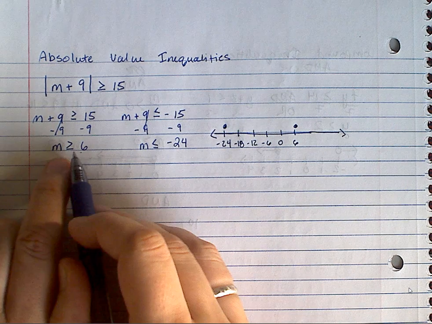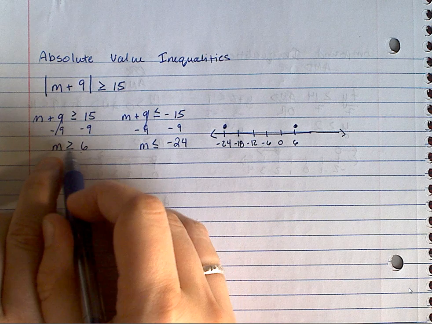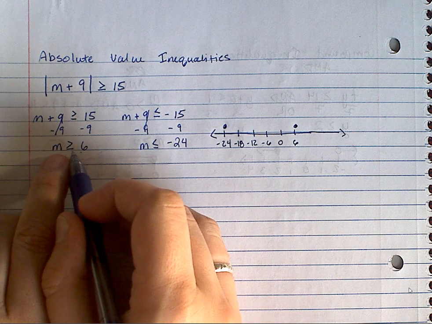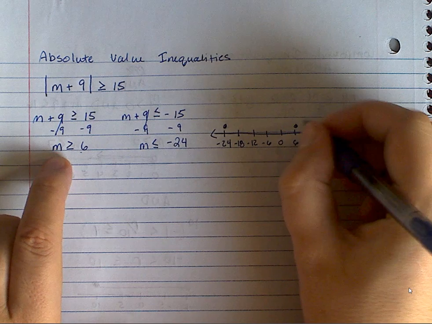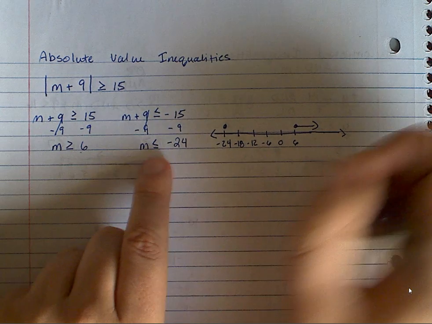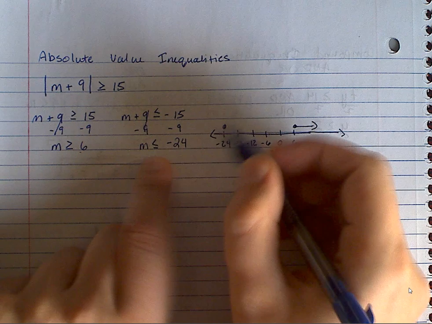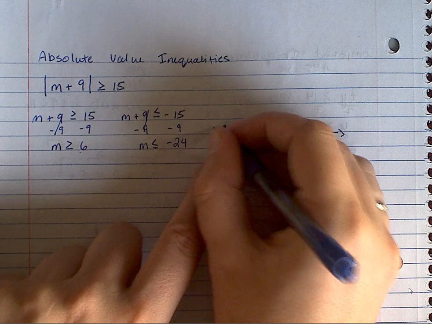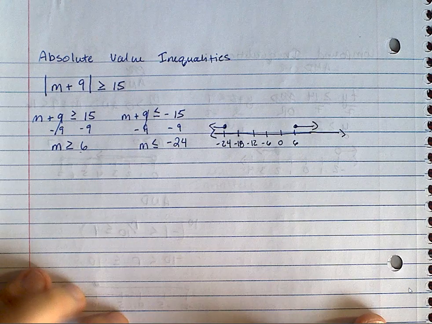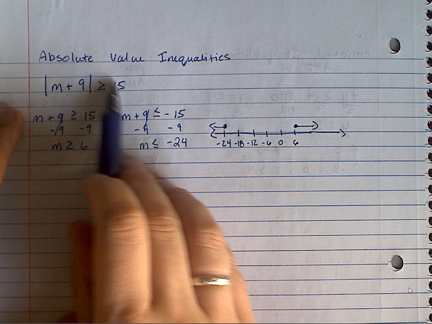So my variable's on the left, so that means whichever way the inequality points, which is to the right, is the way the arrow is going to point. So at 6, my arrow is going to point to the right. Right? At negative 24, my arrow points to the left here. Now, this is going to feed into the inequality up here.